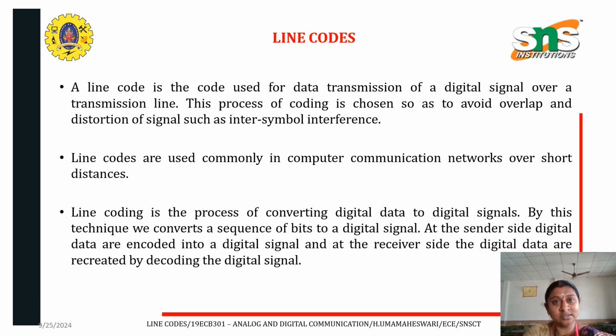Line coding is a process of converting digital data to digital signals. By this technique, we convert a sequence of bits to a digital signal. At the sender side, this digital data is encoded into the digital signal, and at the receiver side, the digital data is recreated by decoding the digital signal.